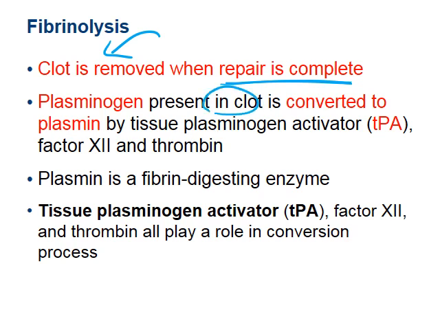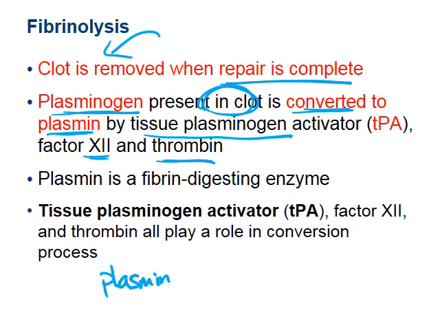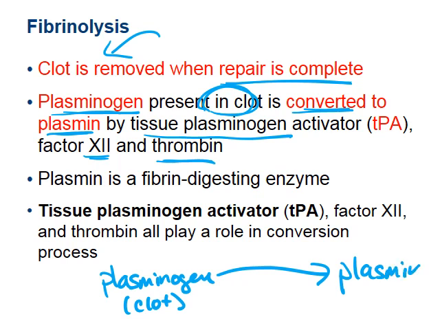So inside the clot, along with the clot, we have this plasminogen. Plasminogen is going to be converted to plasmin by tissue plasminogen activator, factor 12, and thrombin. So again, it's another process that requires several players. So plasminogen is in the clot. Plasminogen is going to get converted to plasmin.